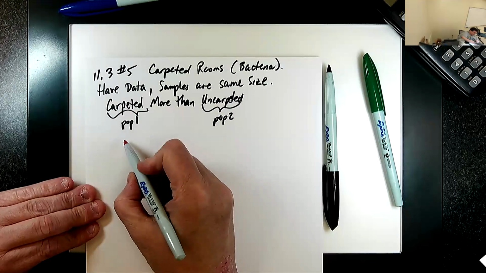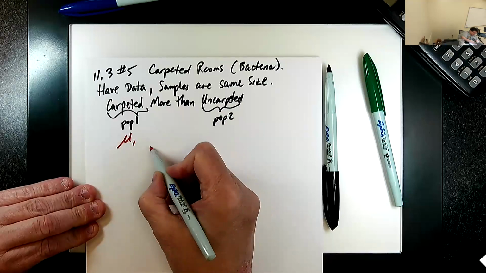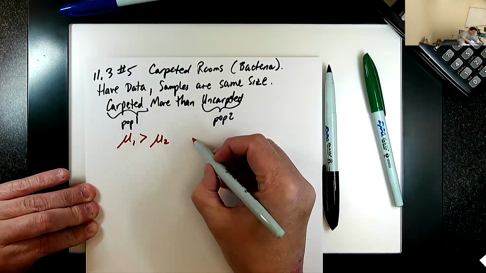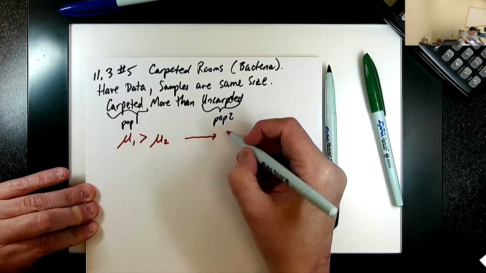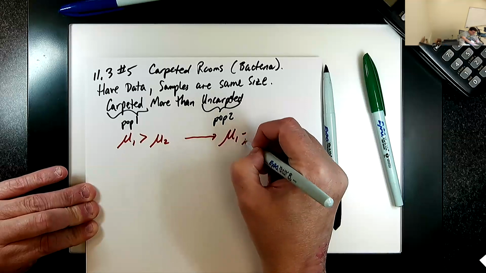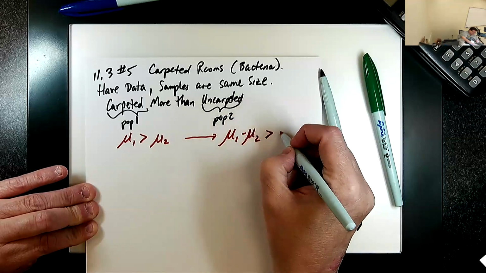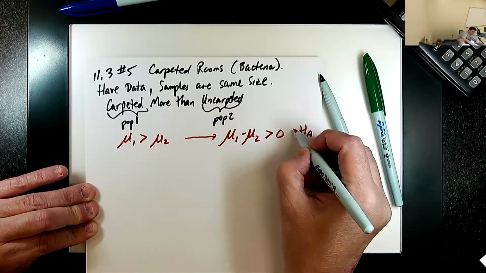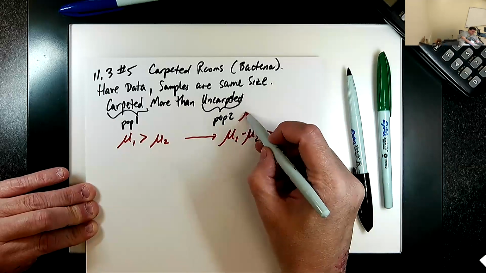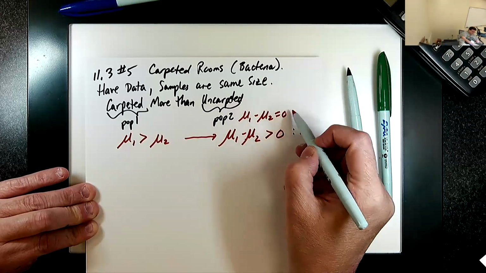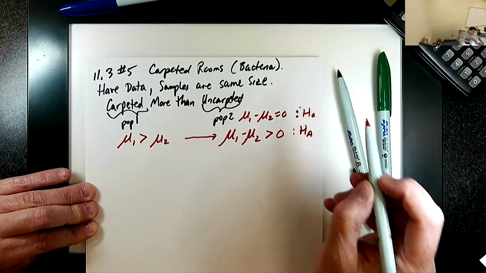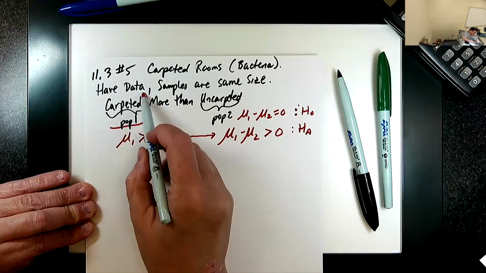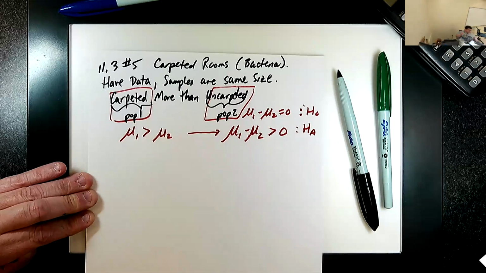This is mu1 and mu2, and more than means greater than. So if I write that by subtracting mu2 to the left side, I have mu1 minus mu2 is greater than 0. That's going to be my HA. And mu1 minus mu2 equals 0 is my H naught. And we just have to make sure that we use population 1 as carpeted and population 2 as uncarpeted.